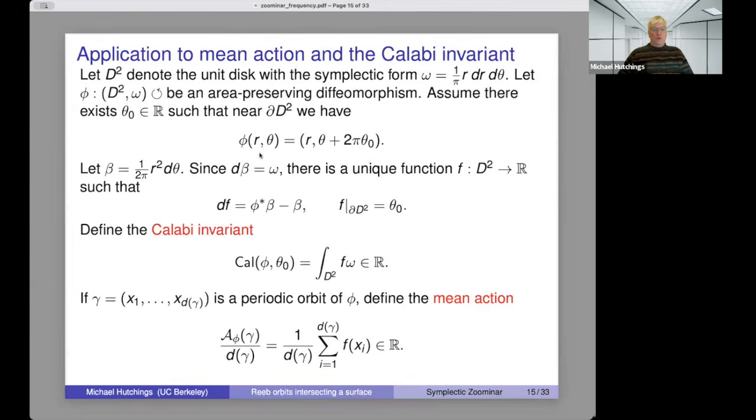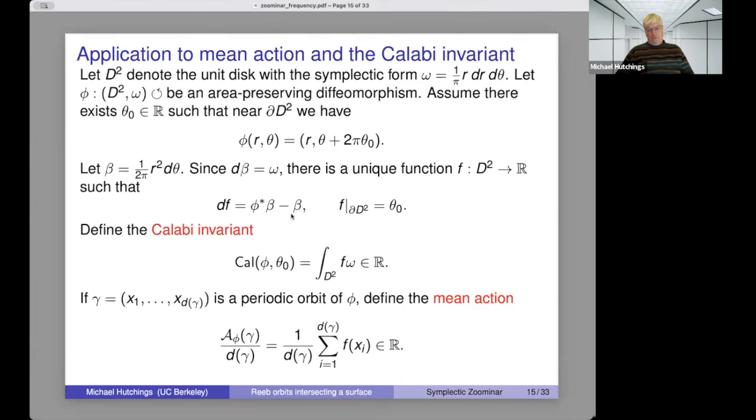And I'm also going to assume that near the boundary of the disk, phi is a rotation by some fixed amount, 2 pi theta 0. This will just make my life easier. And then there's a nice primitive beta of omega, 1 over 2 pi times r squared d theta. And if I look at phi star beta minus beta, well, d of it is phi star omega minus omega, which is 0. So this phi star beta minus beta is a closed one form.